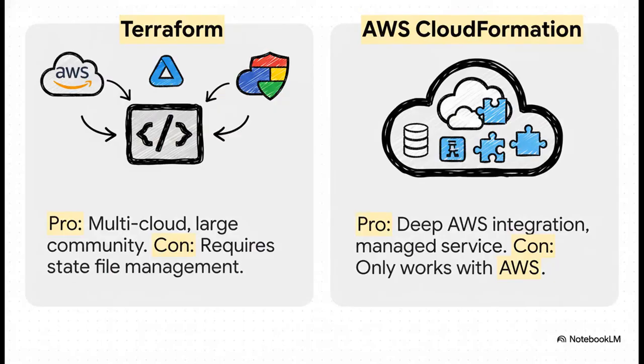And this, of course, brings up a classic architectural decision. Do you pick a tool like Terraform, which gives you the flexibility to work with any cloud provider you want, or do you go deep with a platform-specific tool like AWS CloudFormation to really leverage its tight integration? There's no single right answer here. The architect has to weigh the trade-offs based on the company's long-term strategy.